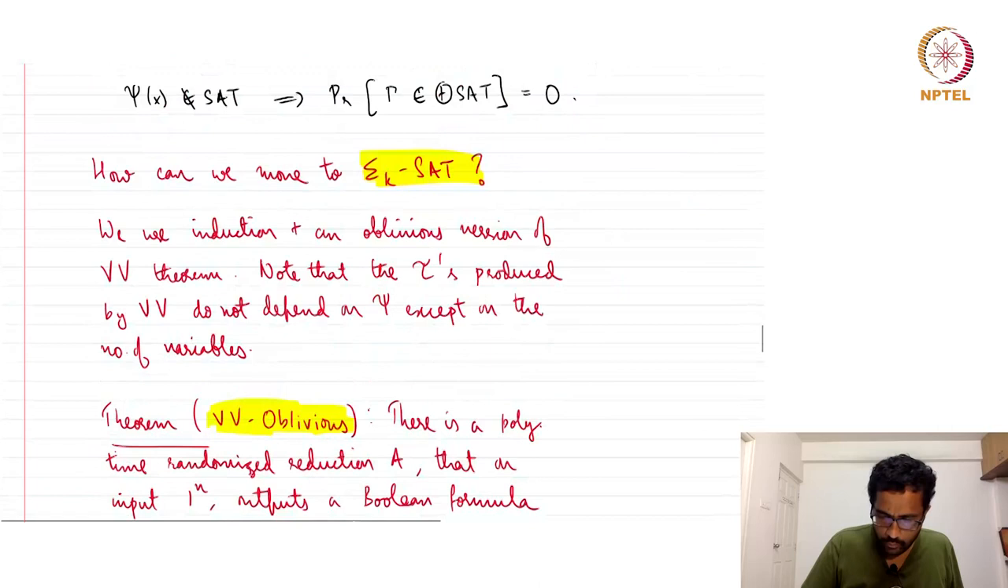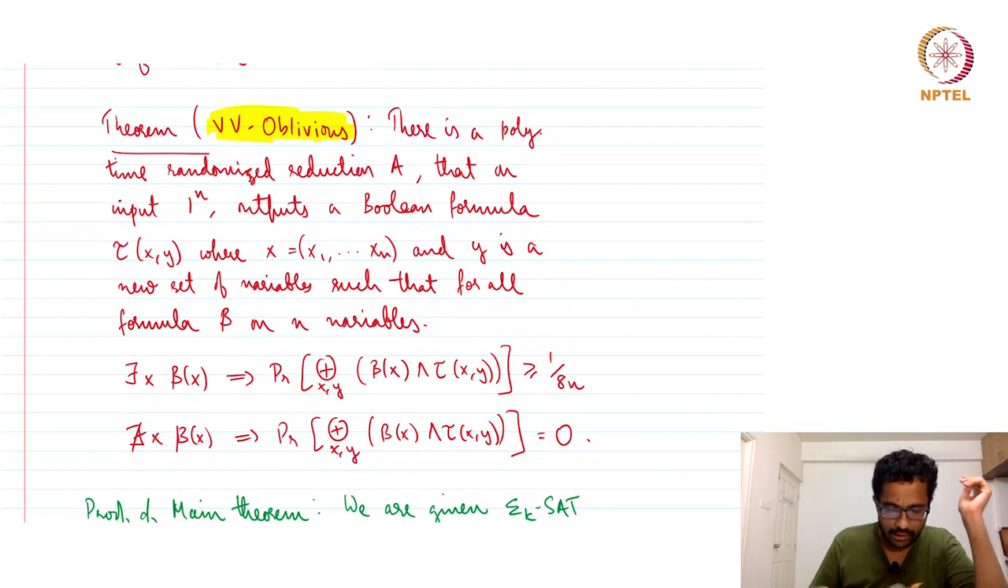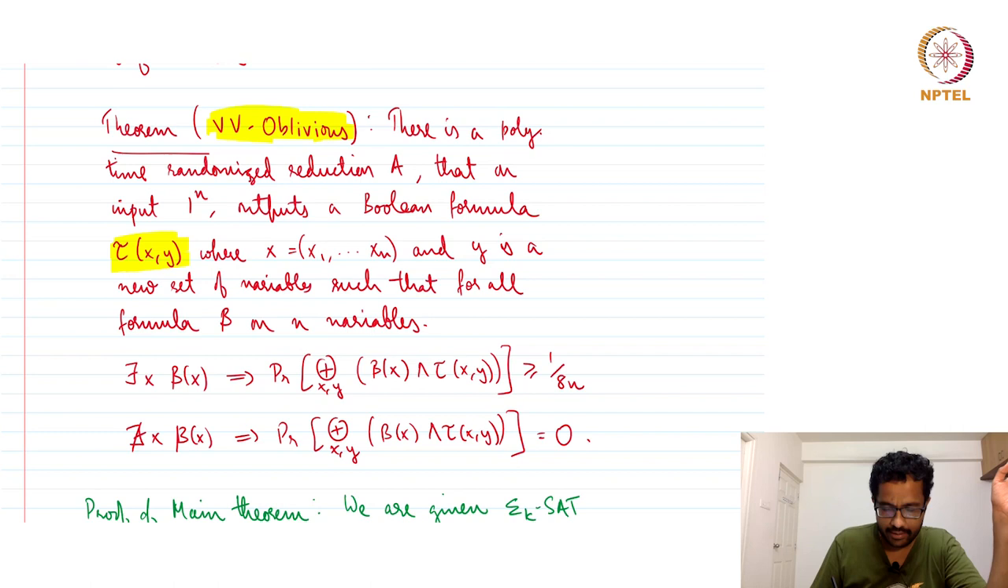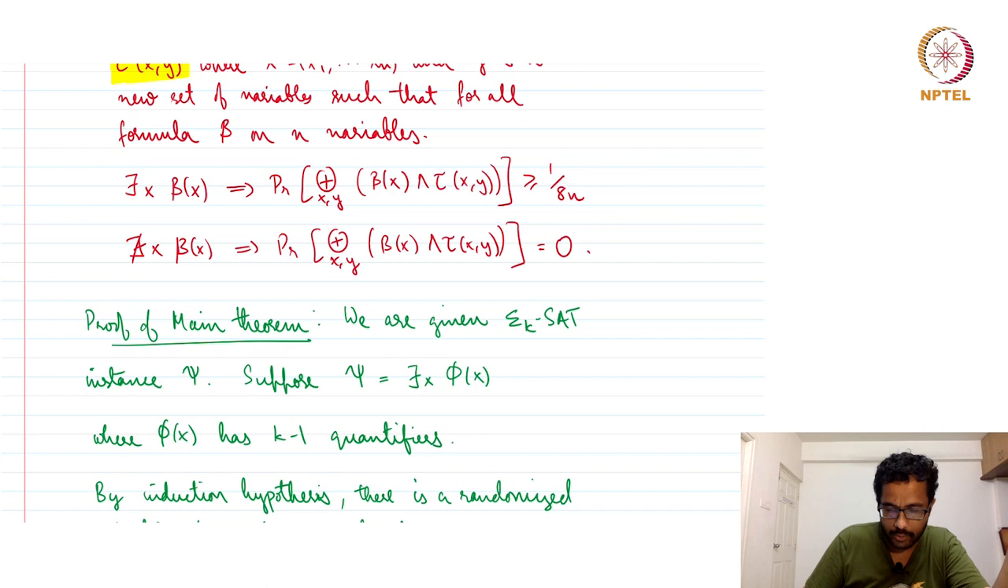So there is a polynomial time randomized reduction A that on input 1 power n, which is just to obtain the number of variables in beta, outputs a Boolean formula tau that has x and y as variables. Here x are the variables used in beta, and y are the additional auxiliary variables it creates, such that if beta has a satisfying assignment, then the probability that the new formula has a unique satisfying assignment is 1/8n. And if beta is not satisfiable, then the probability that it has a satisfying assignment is 0.